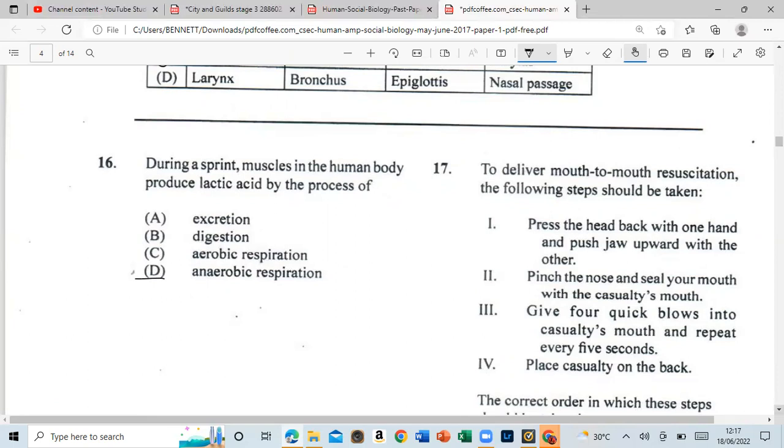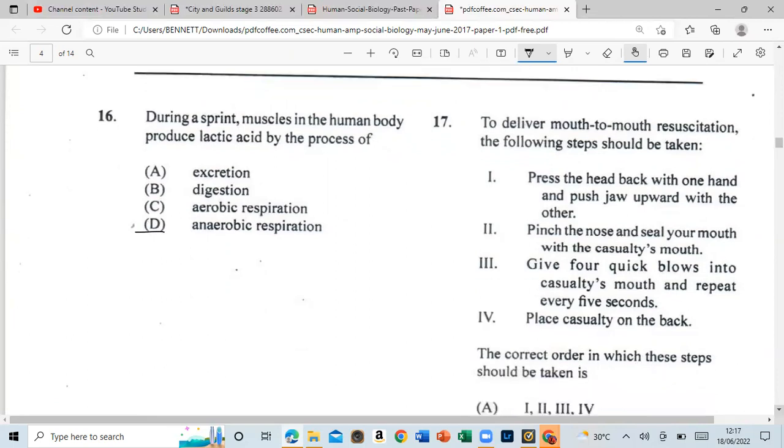Number 17. To deliver mouth-to-mouth resuscitation, the following process should be taken.